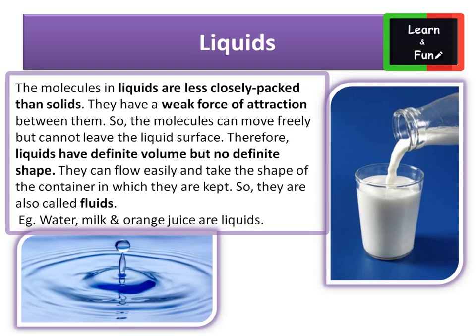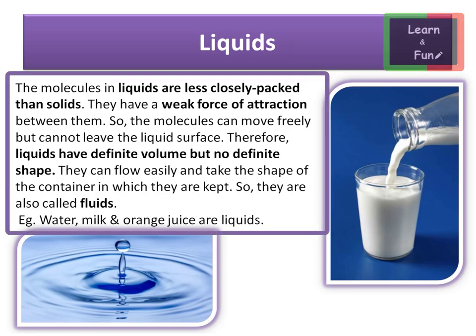Therefore, liquids have definite volume but no definite shape. They can flow easily and take the shape of the container. So, they are also called fluids. Examples are water, milk and orange juice.